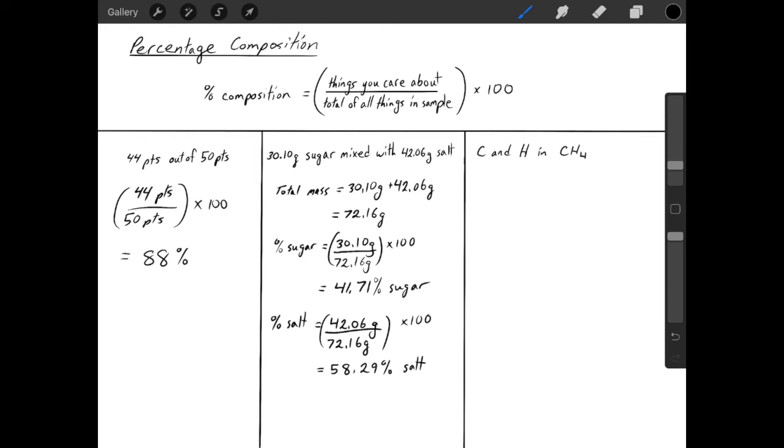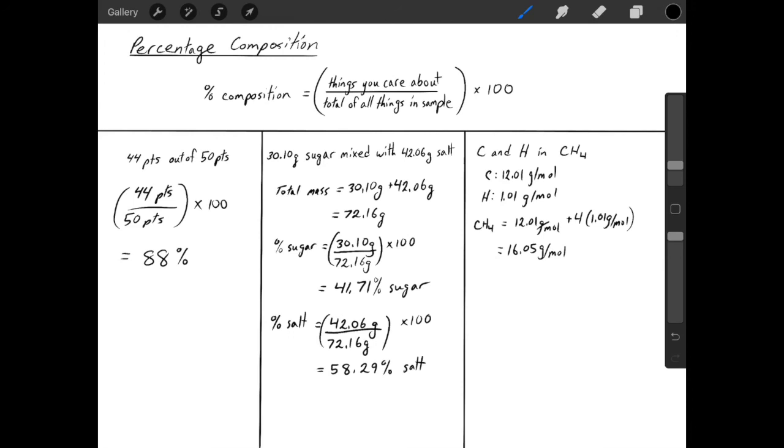And our final example is calculating the percentage composition of elements within a formula. So in our example, we'll calculate the percentages of carbon and hydrogen in any given sample of methane. To do that, all we need are the atomic masses of carbon and hydrogen and the molecular weight of methane. So now we have all of the masses that we need. Carbon weighs 12.01, hydrogen weighs 1.01, and methane weighs 16.05.